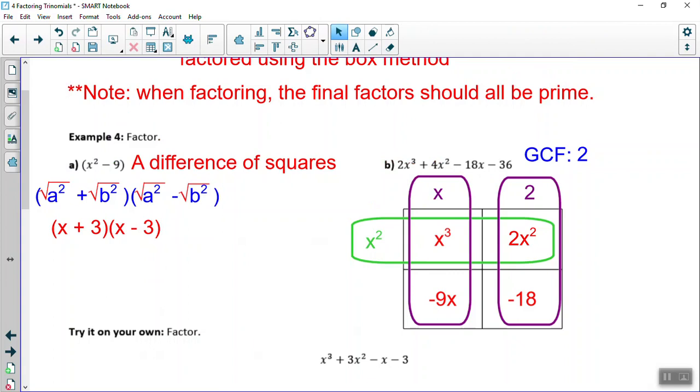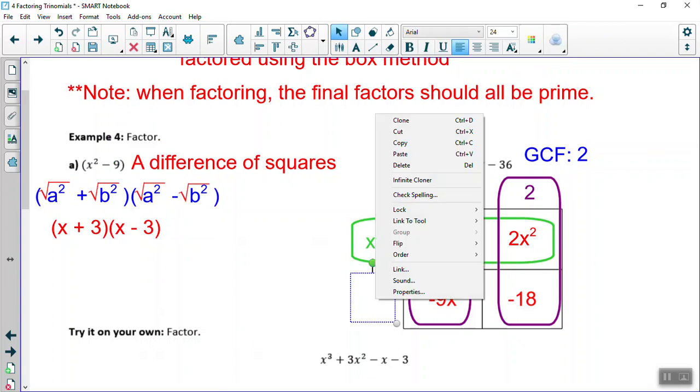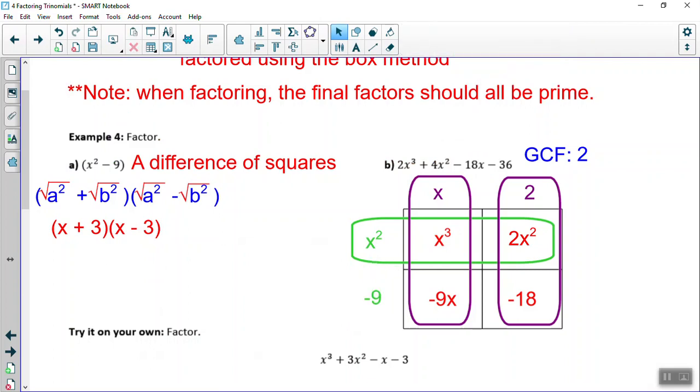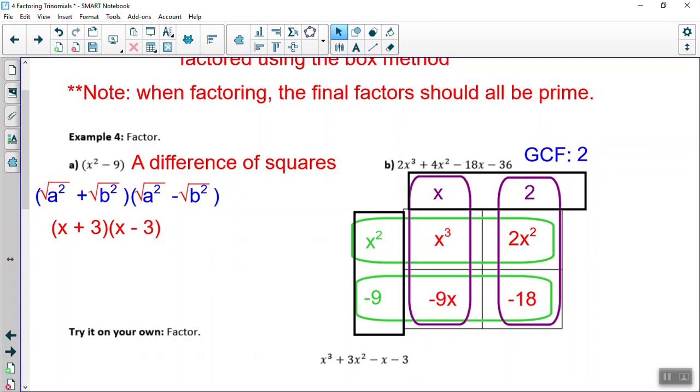And then when I come down here, I can factor out, remember this is negative, which means this is going to be negative. So I can factor out a negative 9 out of both of those. I forgot to draw that little box in. All right, so now we've pulled out all of our greatest common factors, and we can set up those two binomials. So now I've got that x and a positive 2, so x plus 2, and I've got that x squared and that minus 9.